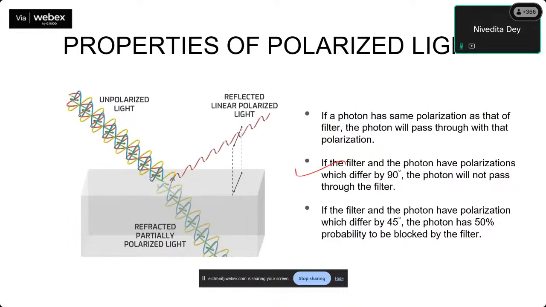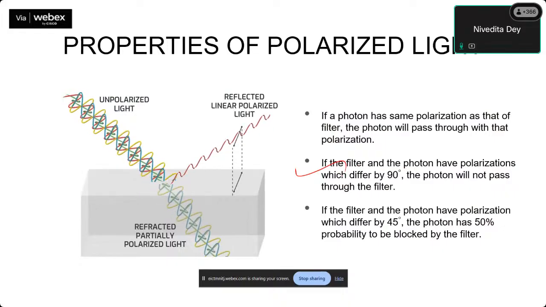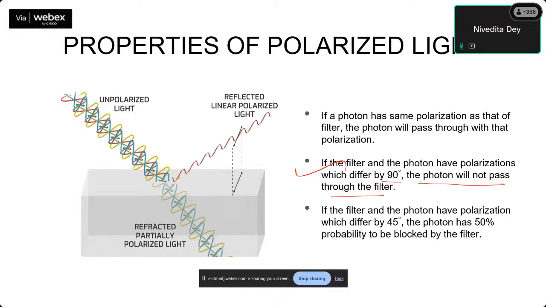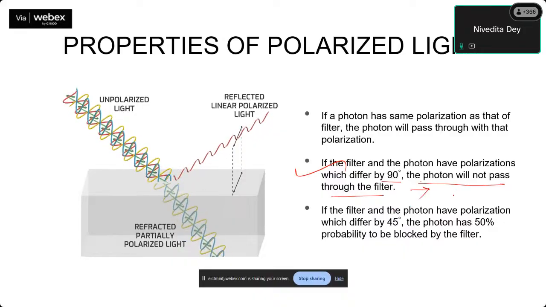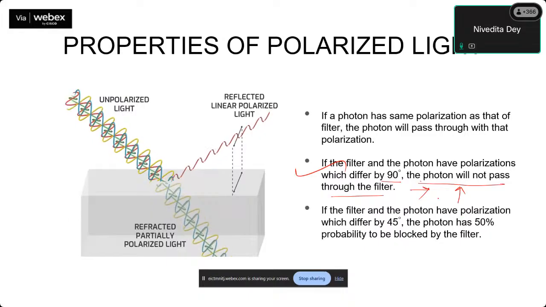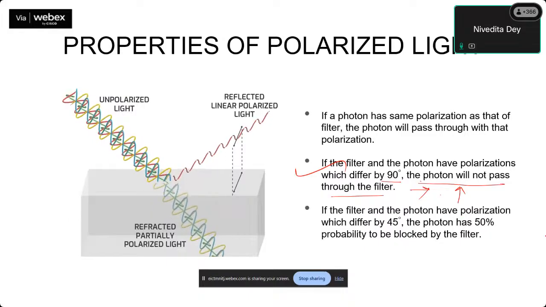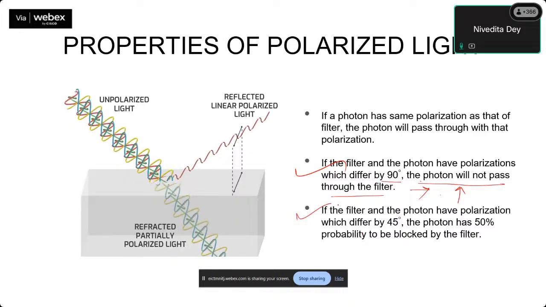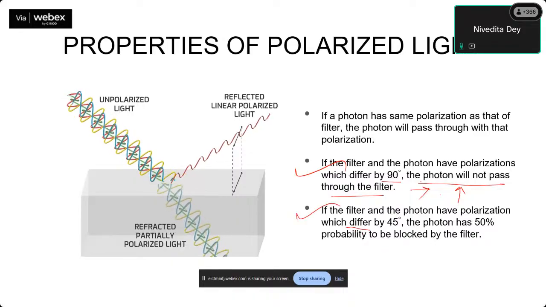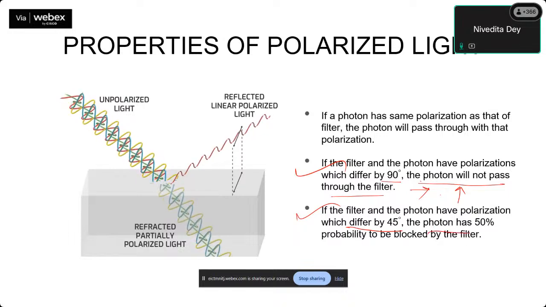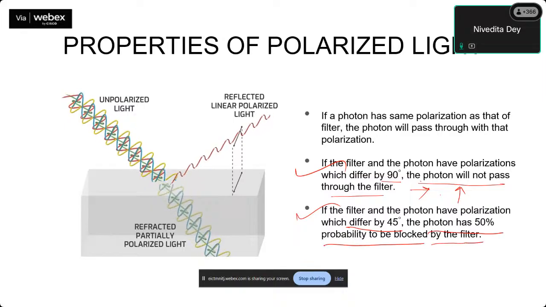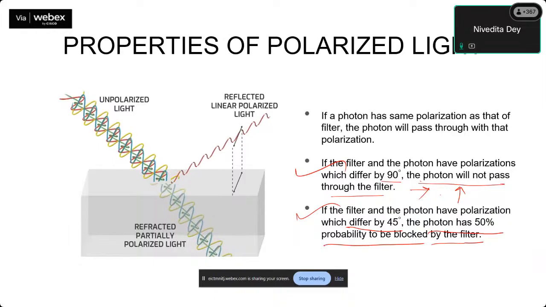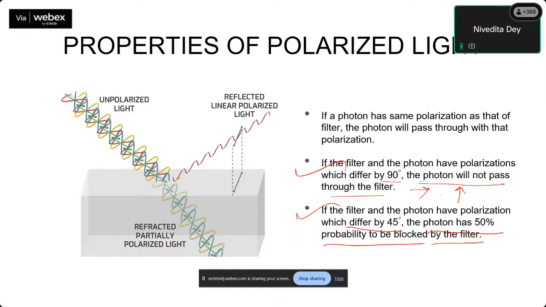And these two are also very important points. If the filter and the photon have polarizations which differ by 90 degrees, then the photon will not pass through the filter. That means if I have a horizontal filter, and I am sending a vertical photon, then that will not pass through at all. But if the filter and the photon have polarizations which differ by 45 degrees, then the photon has 50% probability to be blocked or 50% probability to pass through. It depends. But the possibility will be increased.